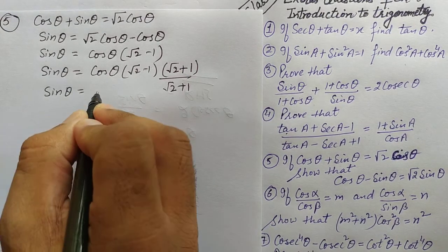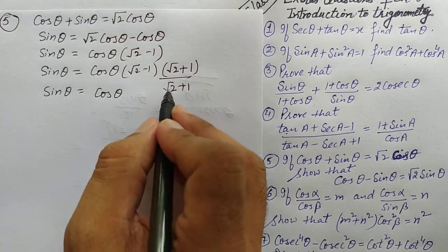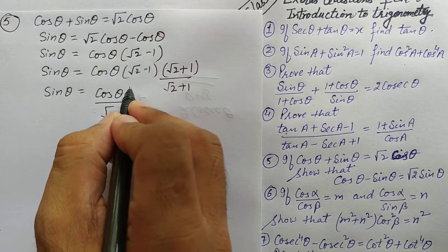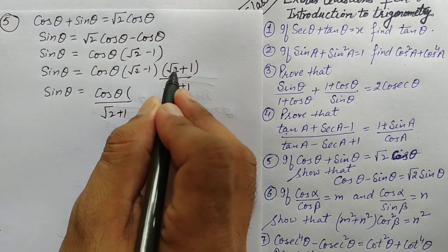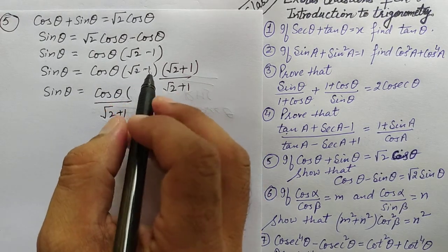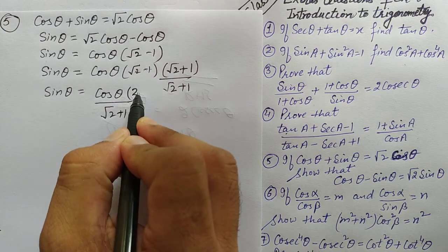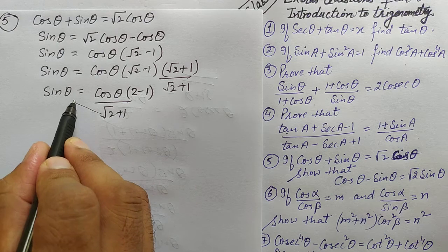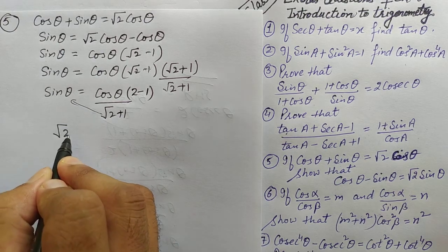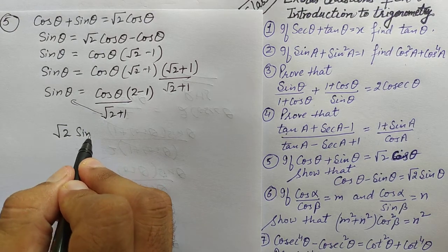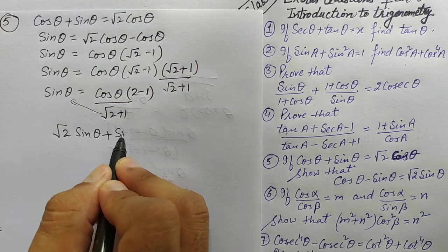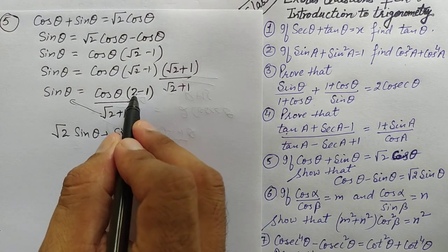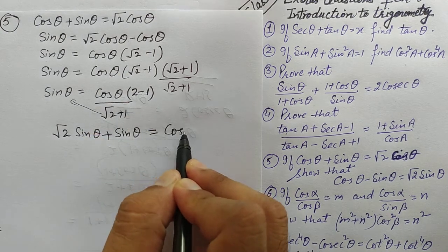Sin theta is equal to cos theta over root 2 minus 1, and here we can apply a minus b into a plus b, that is a square minus b square. So root 2 square is 2, minus 1 square is 1. So this is left. You can cross multiply here also. So it becomes root 2 plus 1 into sin theta is equal to 2 minus 1 is 1, 1 into cos theta is cos theta.